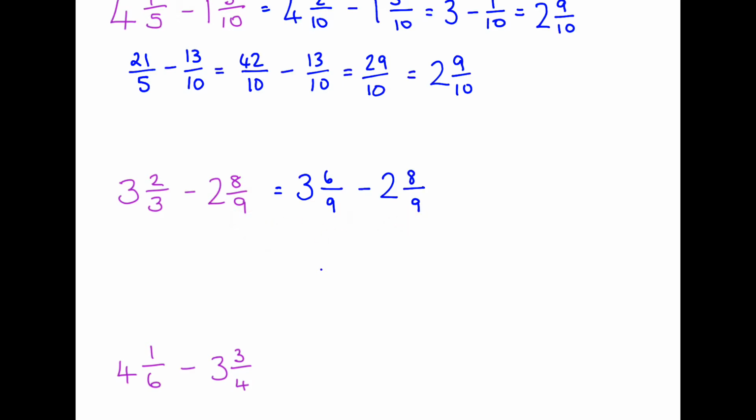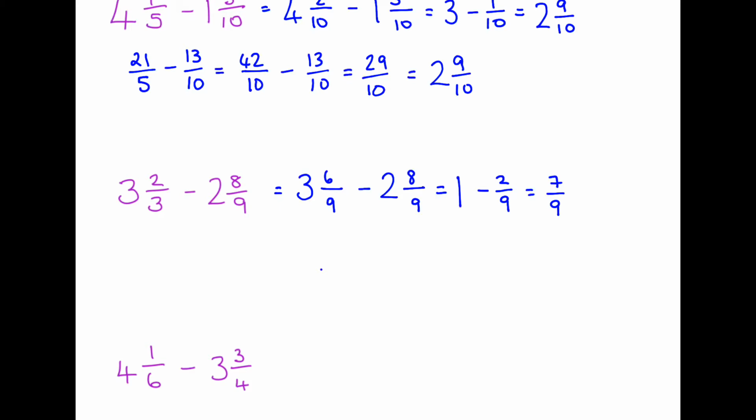Okay, so what we can see here is that if we deal with the whole numbers, 3 take away 2 is 1, and 6 ninths take away 8 ninths, so 6 take away 8 is -2, so we've got -2 ninths, and 1 whole 1 minus 2 ninths. Remember that there are 9 ninths in a whole 1, so that would leave us with 7 ninths. Okay, so that one doesn't even end up as a mixed number.